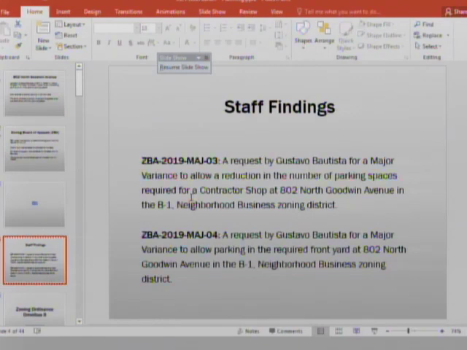And really quickly, I'm going to go through a couple of the staff findings. Does it sound like this mic is on? Yeah. Hello. Oh, okay. All right. Sorry.